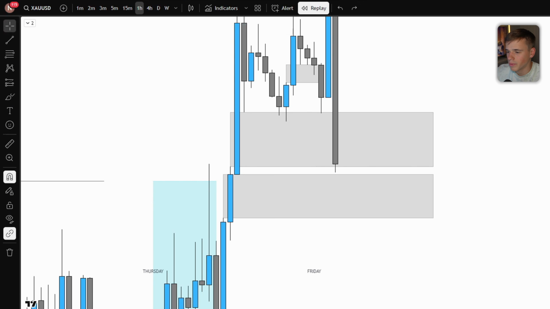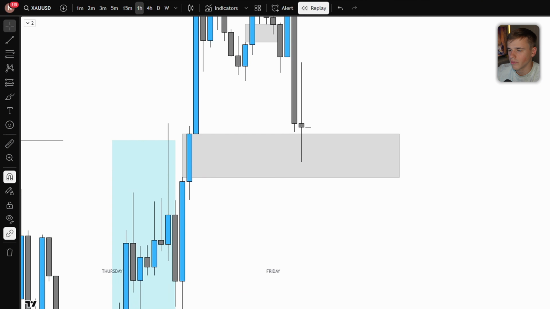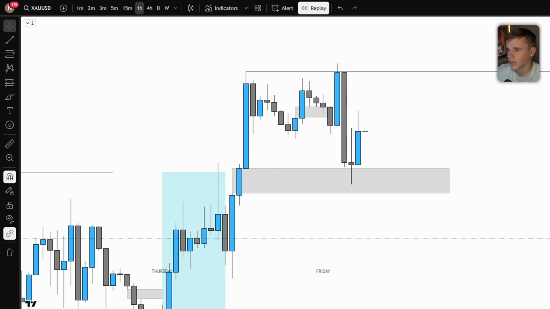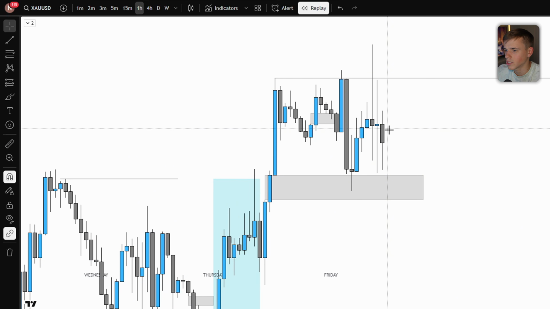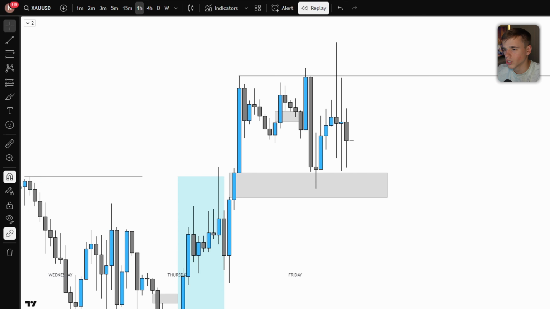So let's see, is the market actually going to tap into this one? So market did tap into this one, so this is the fair value gap we want to see getting inverse. Let's see if that's going to happen. So market actually pulled to the upside. Let's see what the market is going to do. Market spiked to the upside, did one more sweep, so we are still completely valid on this trade. So let's see what happens.